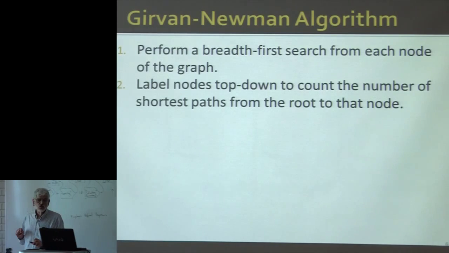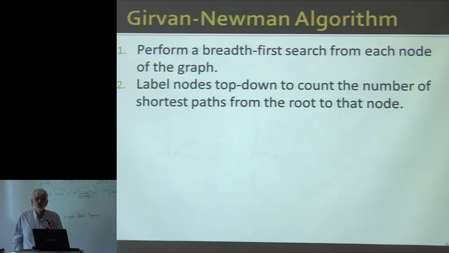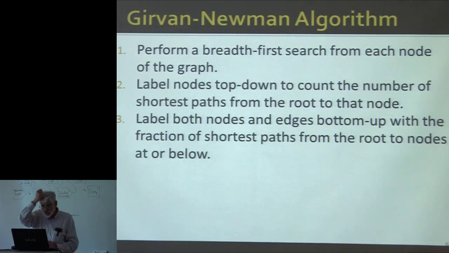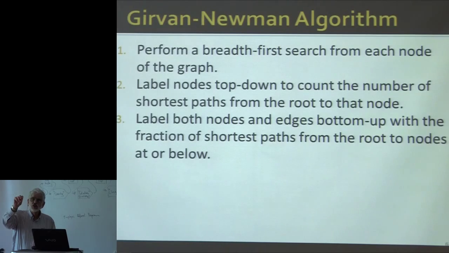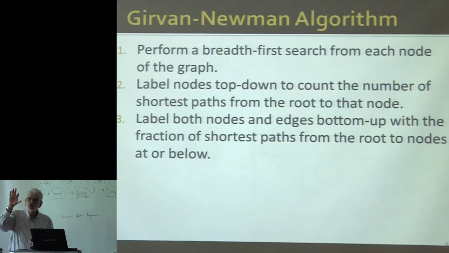Then we'll do a top-down pass in which we label the nodes only, not the edges, to count the number of shortest paths that go from the root node to that node. And that's easy. That's really just summing the labels of the parents. Then the tricky part is we're going to do a bottom-up pass in which we label both nodes and edges. The objective is that the label of a node will be the fraction of shortest paths going from the root of this breadth first search to that node or anything below it. And for edges, it's the same thing, but the path goes through that edge.